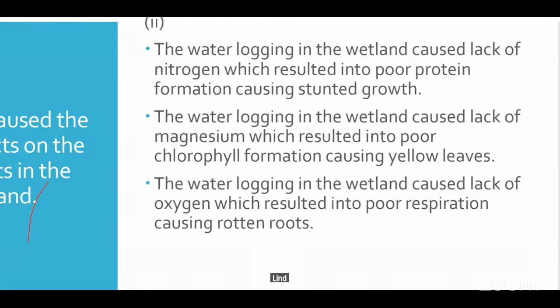Lindsay, I have a response. Waterlogged soils cause rotten roots, resulting into... okay, we've already discussed that. So you can take a screenshot, just one minute, and we proceed to the next part.